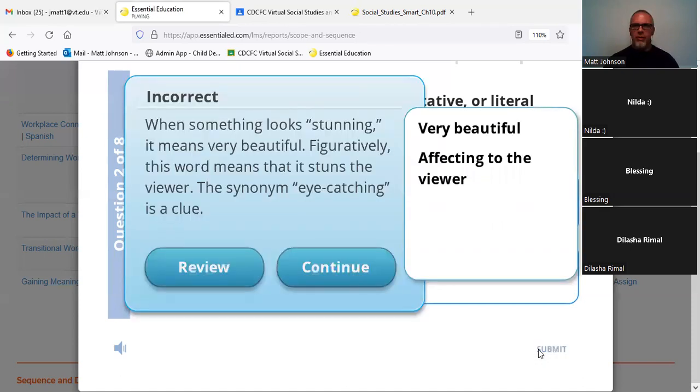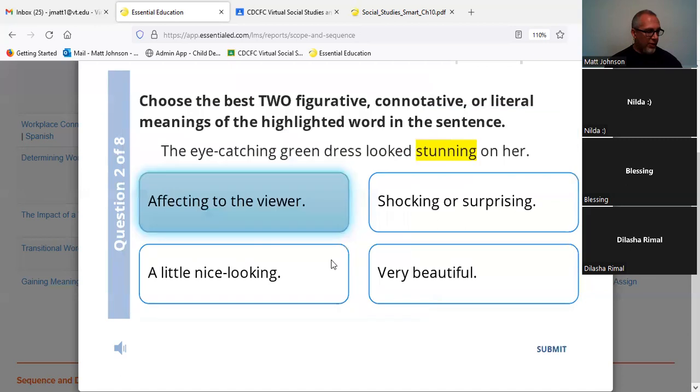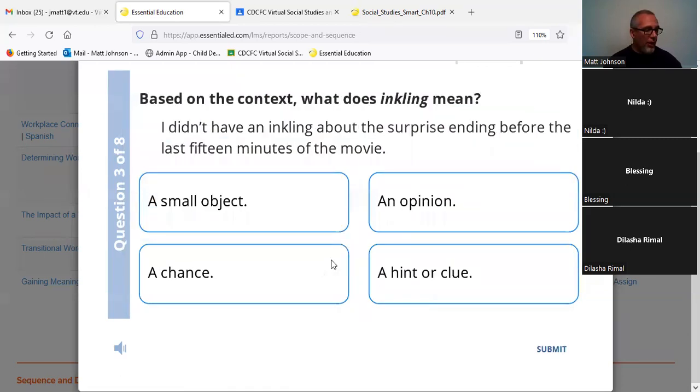Wait. I remember seeing this now. For some reason, some of these have two answers. If you click on very beautiful, it's going to give you a wrong answer as well. I forgot all about this. The answer can be either very beautiful, oh, it drives me crazy, or affecting to the viewer. I remember there's a couple of these in here. So sorry about that. If you put very beautiful or affecting to the viewer, that is the correct answer. They screwed up and they put two correct answers in here. So if you click on any of them, none of them are going to give you a right answer. Sorry about that. They blew it on their end.